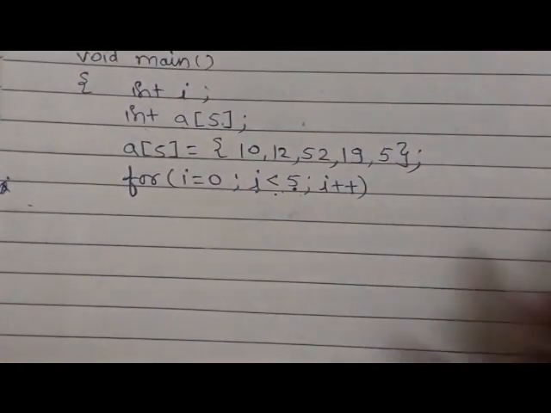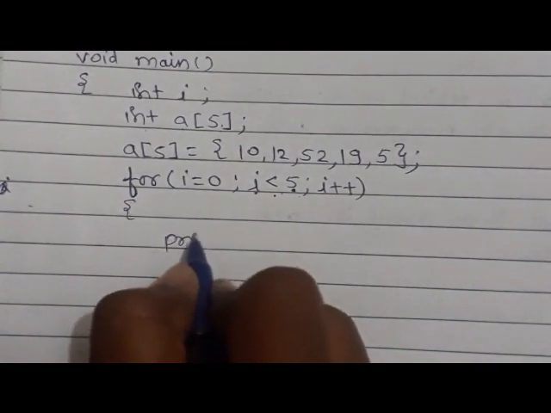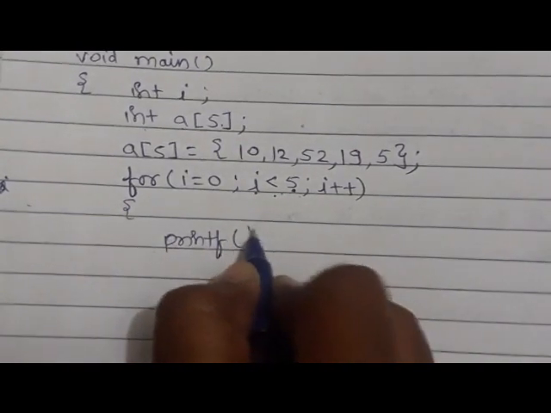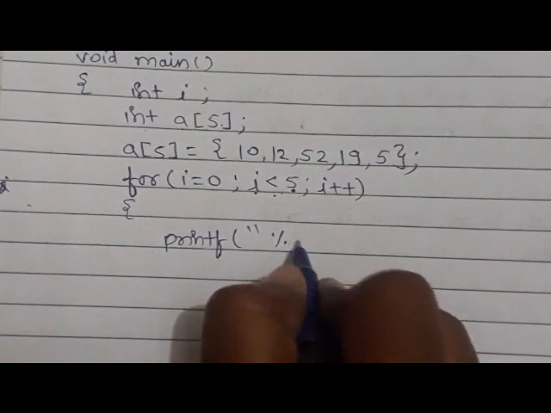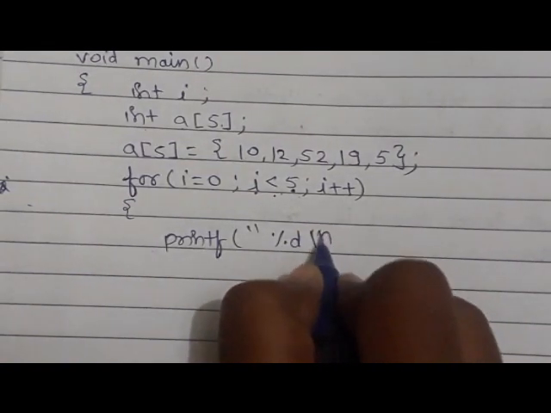Within the for loop we will write printf. We have to print the data, therefore we write %d and we write here \n.